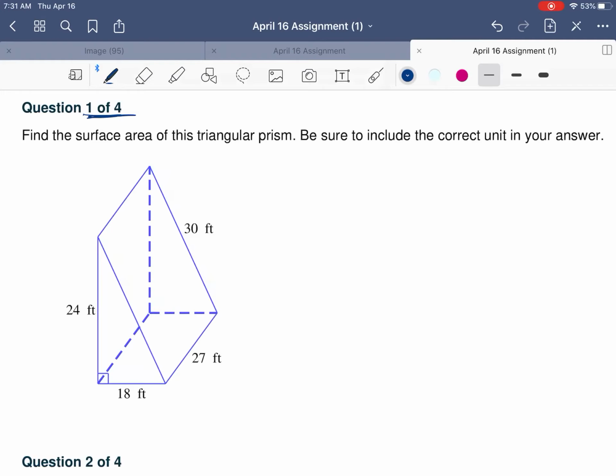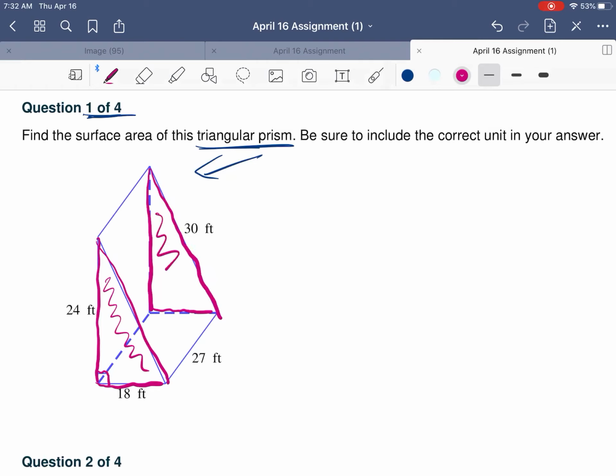You want to break your triangular prism up into different parts. First of all, this whole shape right here is the triangular prism, and then there's different sides to it. You can tell that there is a triangle here, and we can usually tell the triangle because it has the right angle. I also have the other side of it right here, which is also a triangle. So we know that there's 2 triangles in our triangular prisms.